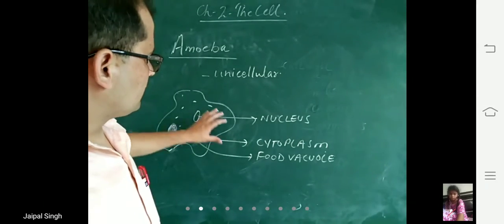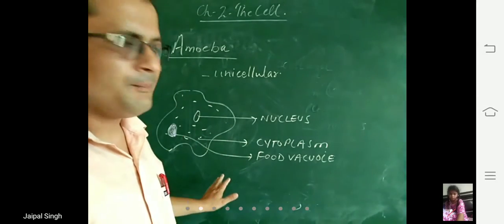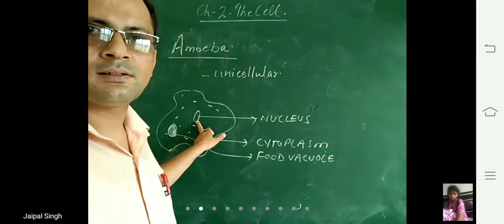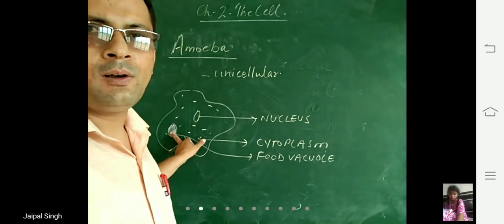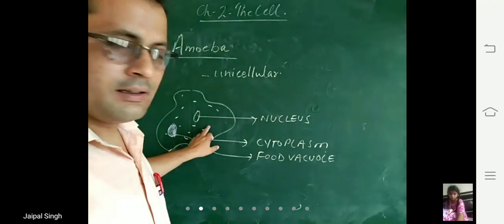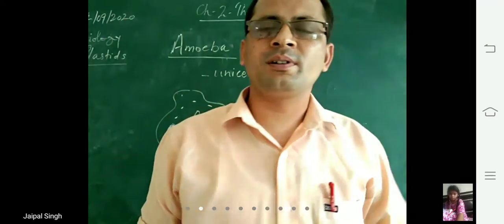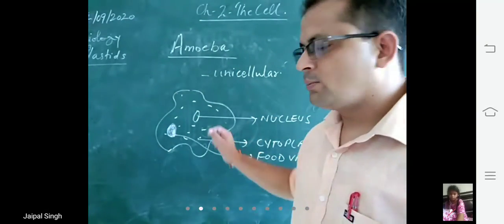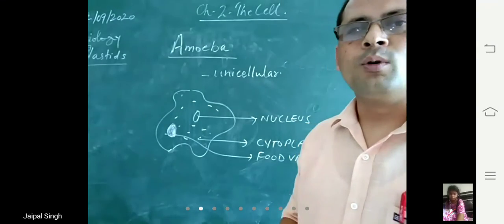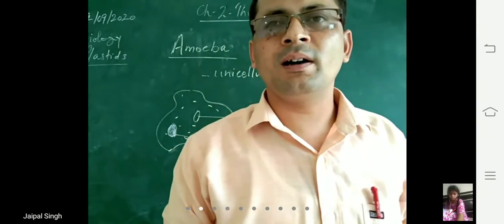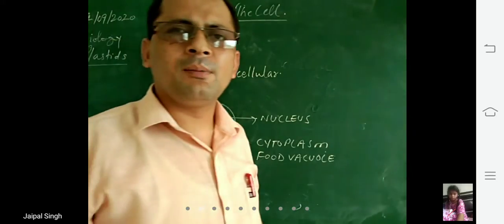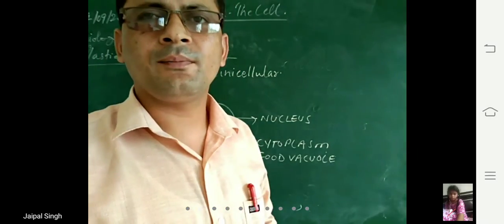See beta, this is the structure of amoeba. This is the nucleus. Okay. Then this is the food vacuole, and in this, a liquid is present which is known as cytoplasm. The most important thing to remember here is this amoeba has some projections on its body.